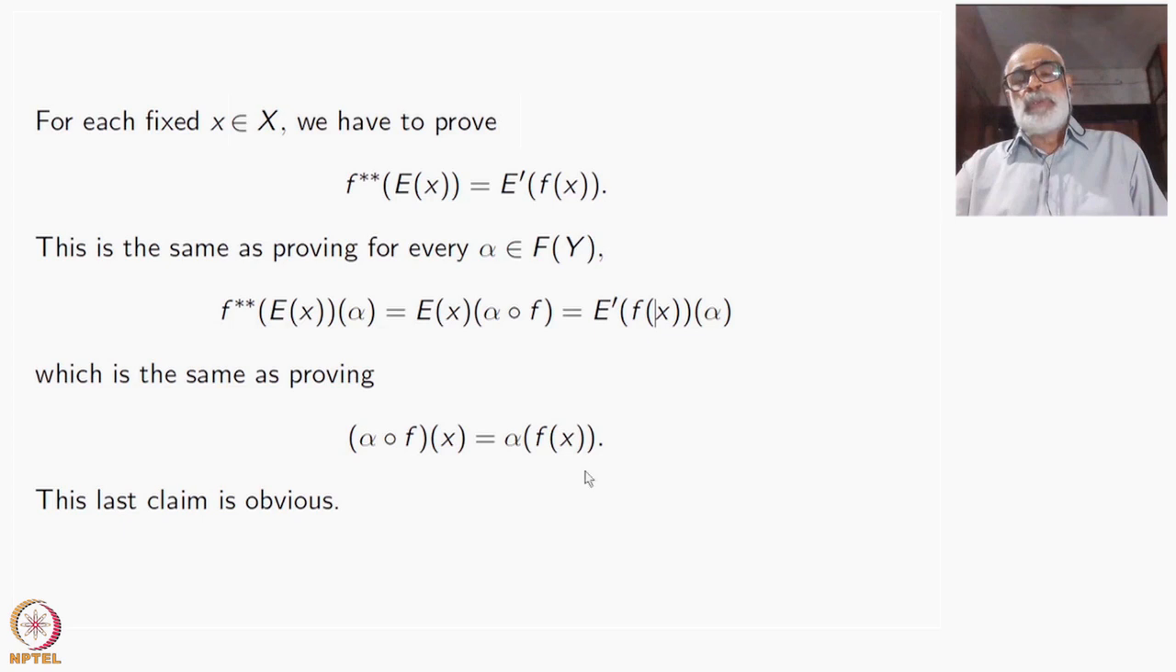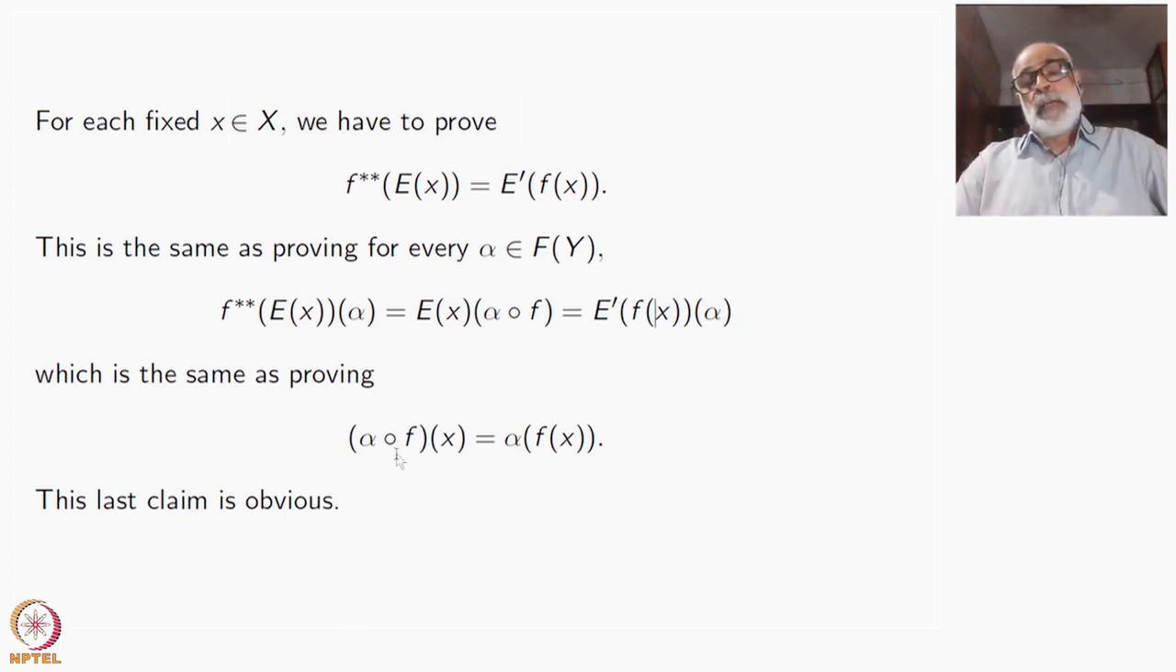So, if I prove this, then I will have proved this one. This is by definition. I have to prove this, which is the same thing as proving this. But this is obvious, because there is a double composition here, alpha composite F is alpha of Fx. That's all.